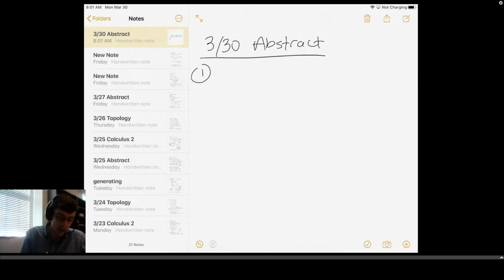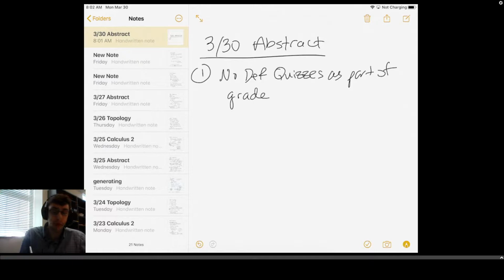So that's going to be retroactive as well. If you had retakes that you needed to take, it doesn't matter. This is going to be worth 0% of the grade now. So basically, no definition quizzes as part of the grade. That part will go toward probably the project and participation in general.